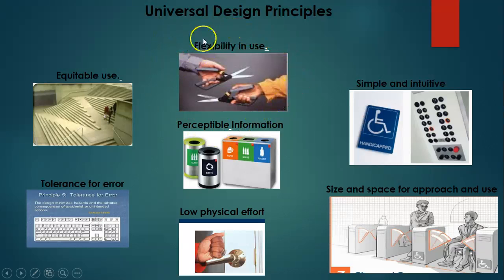Flexibility in use means it's made for left-handed or right-handed people. Perceptible information is when you go to the mall and you're looking for the bathroom or restroom signs, it's easy to see and identify the places. For example, for blind people, there's braille, the little language with the little bumps, or when you cross the street, they feel the bumps on the street.